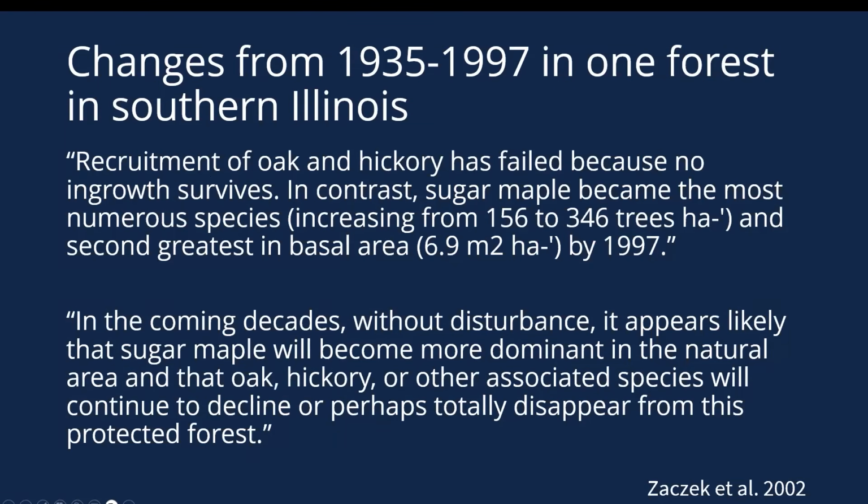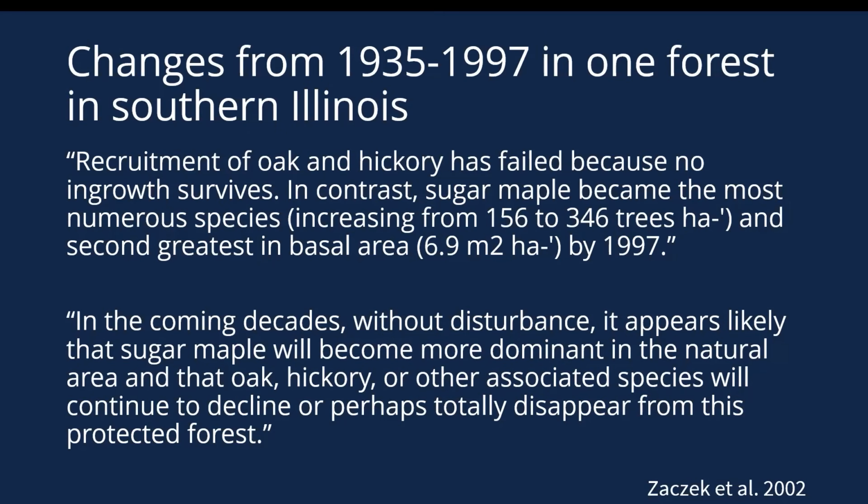And in fact, if you read into their study, they basically said that the recruitment of oaks and hickories on the site has completely failed because no ingrowth survived. And that means basically there's not an oak or hickory tree on the landscape in these plots that was born after 1935. They're all old trees that were in the canopy. There's been no new trees developed in the last 70 years on these sites.